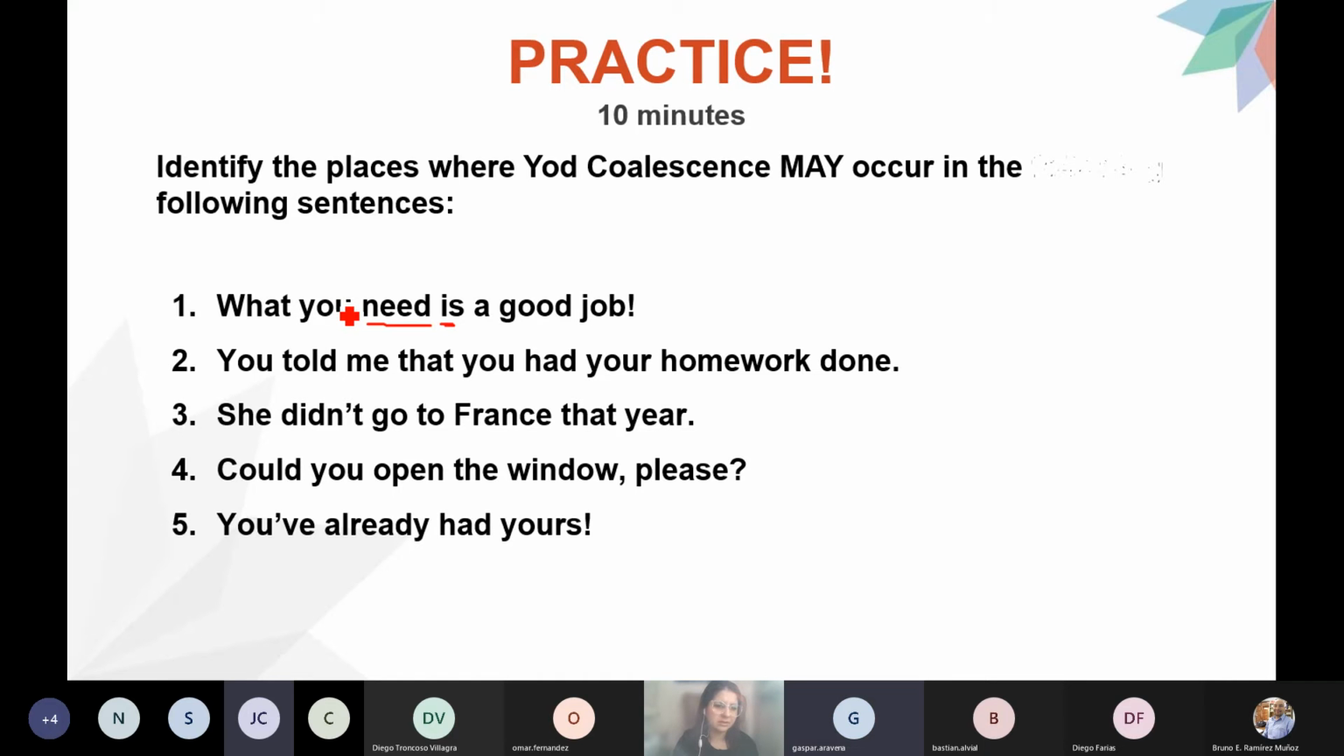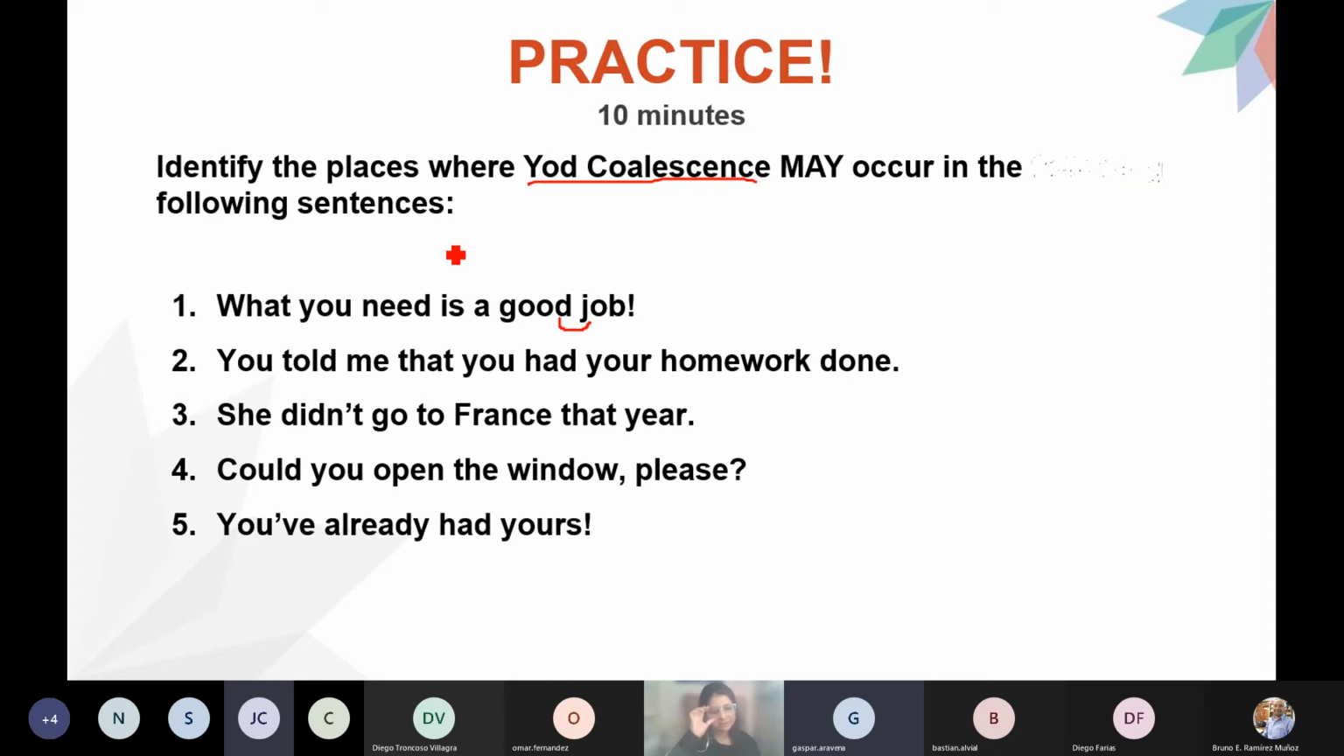That's right, I'm linking. But you had to identify yod coalescence. Oh, yod coalescence, right. And that's not it. No, it's not need. In this case, it could be the word job. Okay, so job with what? Could be a good job. Good job, okay. So here we have yod coalescence, right? That's right.